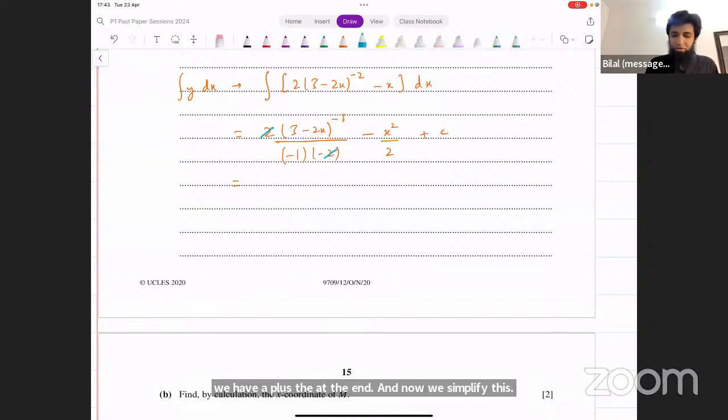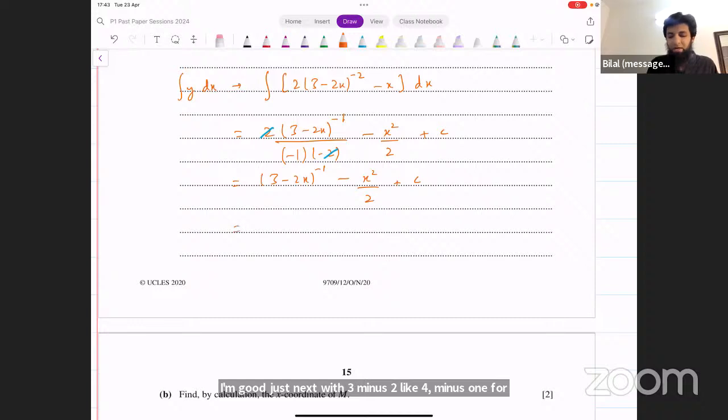2 and 2 get cancelled. And we have minus and minus, they become plus. And we're just left with (3 minus 2x) whole power minus 1 for the first term, minus x square over 2 plus c.